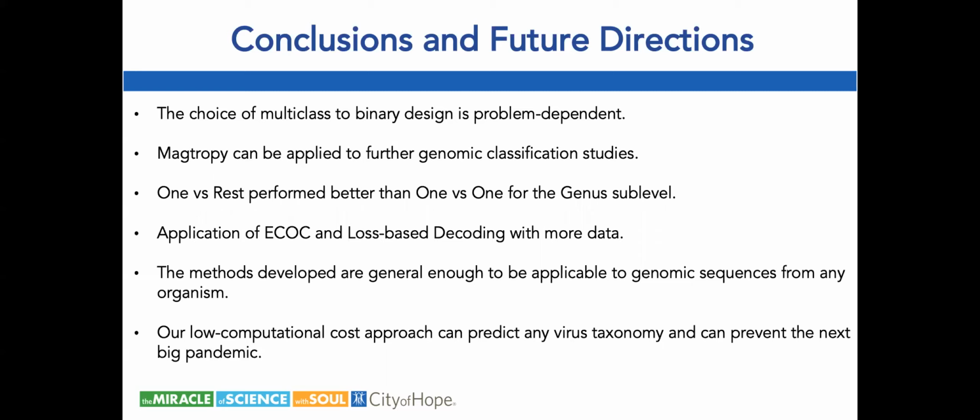When we talked about one versus one and one versus rest, we could see that in this case, we had a problem with only 4 classes. And so in that situation, we saw better performance at one taxonomic level, which was genus, for one versus rest. However, that doesn't mean that it's necessarily going to hold true at other levels.